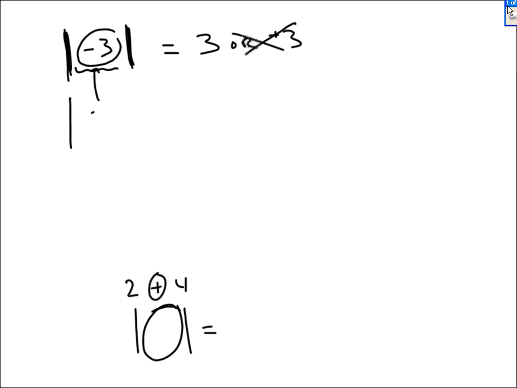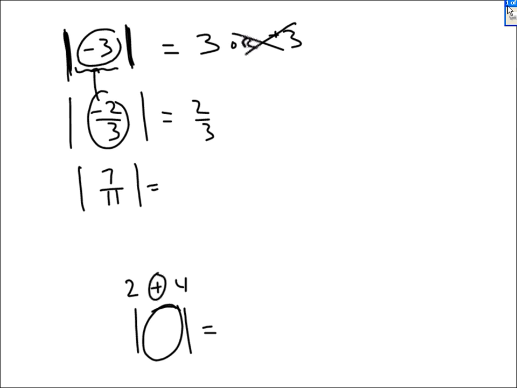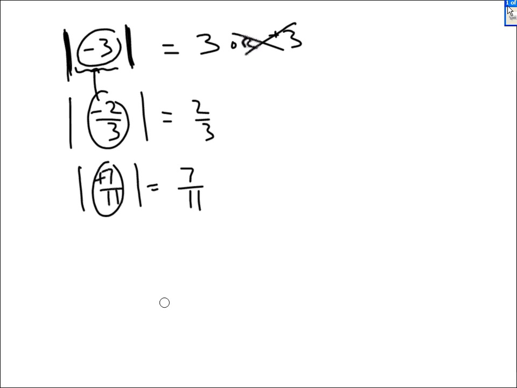The absolute value of -2/3, just write down this number without a sign. The absolute value of 7/11, just write this number down without a sign. Even if it had a sign, it was a positive sign, it would still be 7/11. Just write down the number without a sign. The absolute value of any number is that number without a sign. Just don't write down the sign.